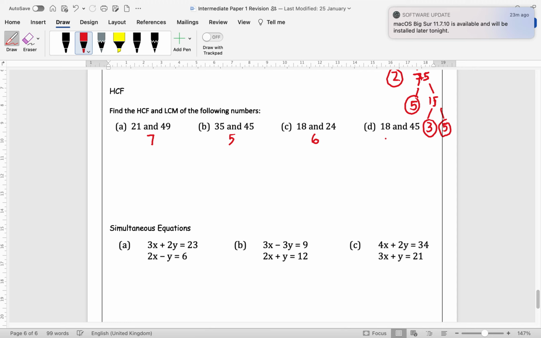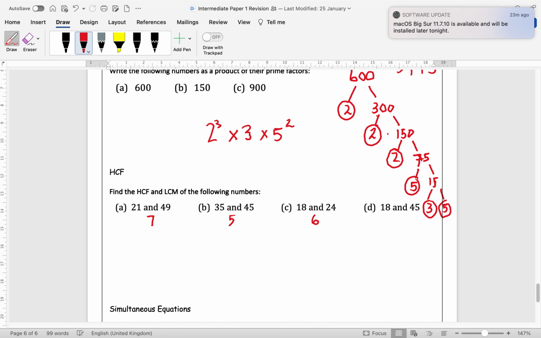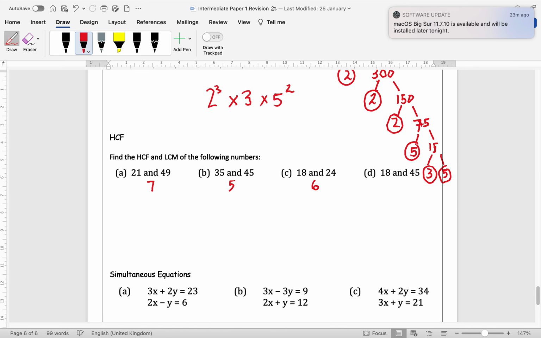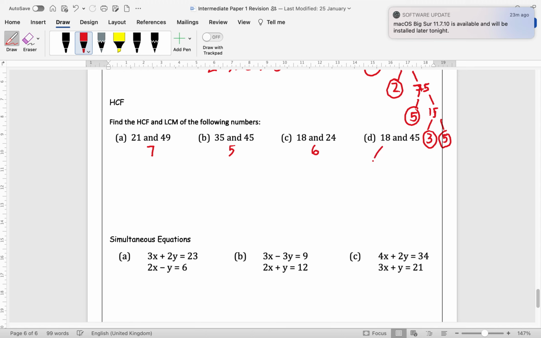However, you can also do this, as we did in class, by doing prime trees, okay? So I won't actually do them, but 18 is 2 times 3 times 3 if you did a little tree. 45 is 3 times 3 times 5. Okay, again, you do that with product of prime trees, okay? And what you do then is you pick out ones that are in both.